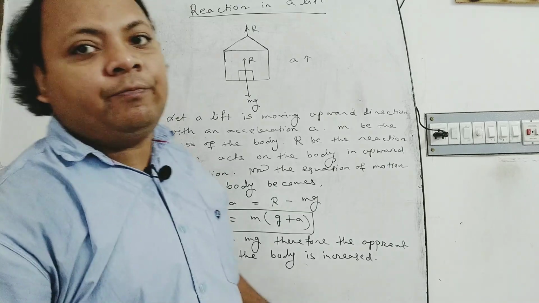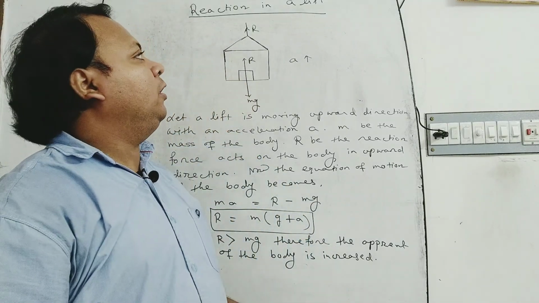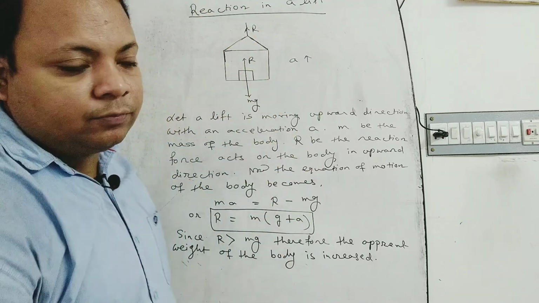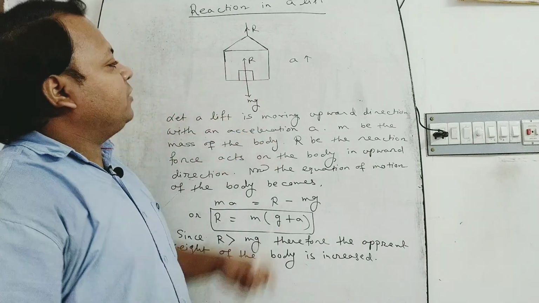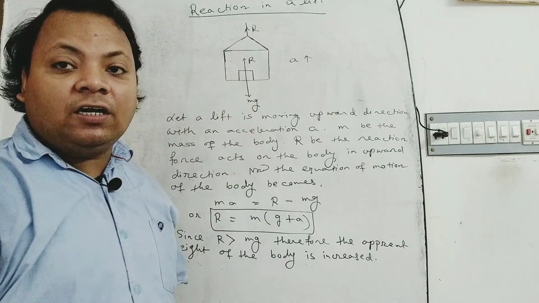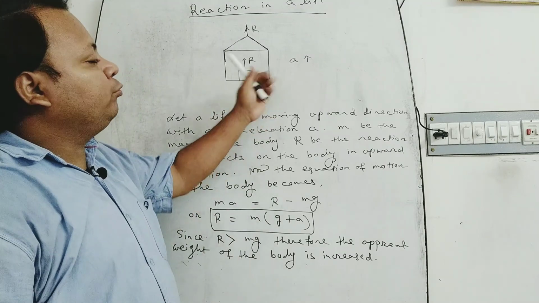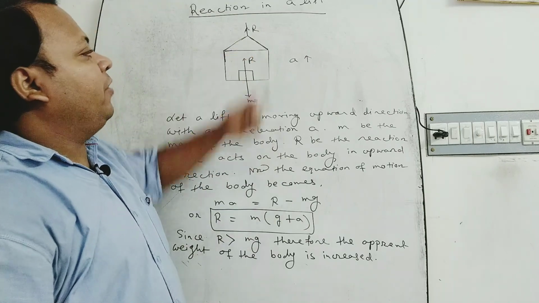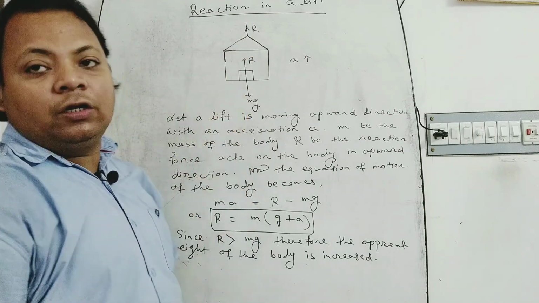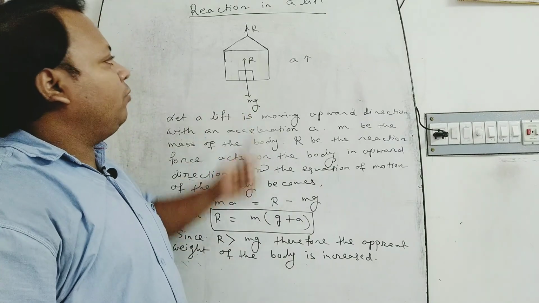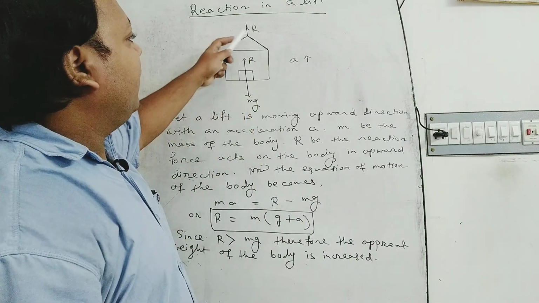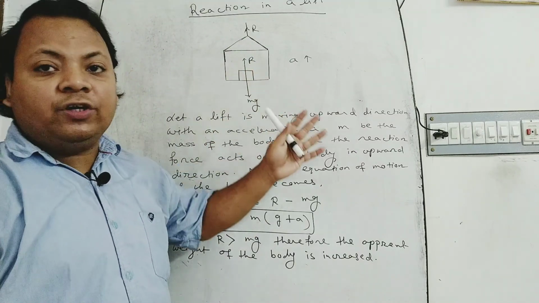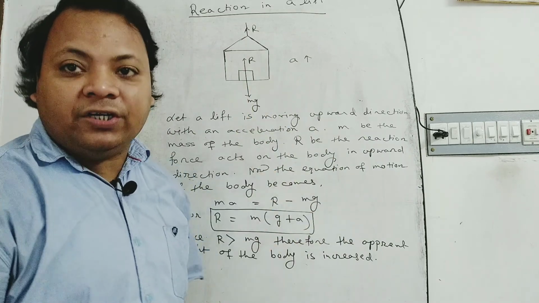Now I am going to discuss reaction in a lift. Let us consider a body placed inside a moving lift. The lift moves with an acceleration a in the upward direction. Capital R is the reaction force acting on the body, and mg is the weight of the body. Here capital R is also the applied force by which the lift is moved in the upward direction.